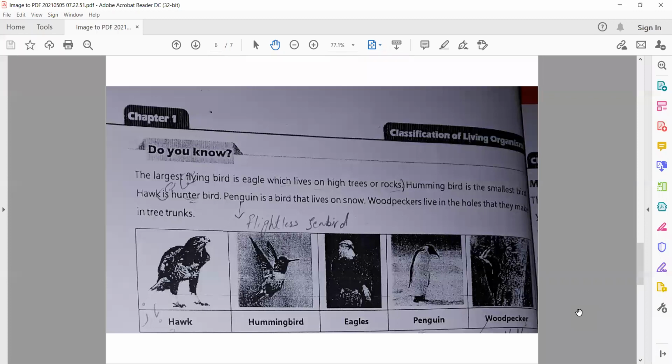Penguin is a flightless sea bird that lives on snow, while woodpeckers live in the holes they make in tree trunks. Woodpeckers जिसे कहते हैं hudhud, कहते हैं जिसे, ठीक है. They climb on tree trunks to find insects on dead wood. So that's why it is called woodpecker. That is all about the birds.